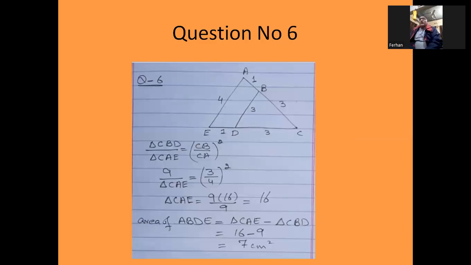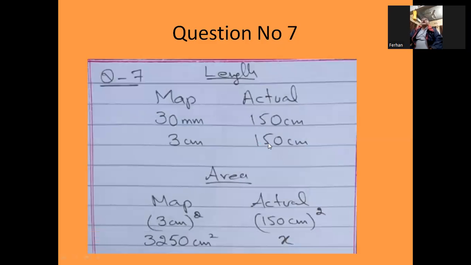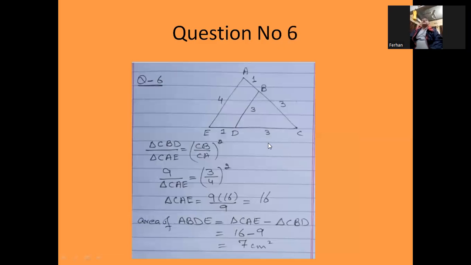Okay, so here I have written the ratios on these sides: 3, 1, and total is 4. The small triangle is 3, the big triangle is 4. So the area of the CBD triangle by the CAE triangle will be equal to CB divided by CA whole square, because both the triangles are similar.